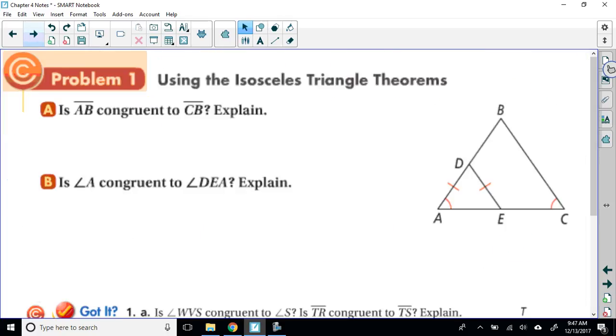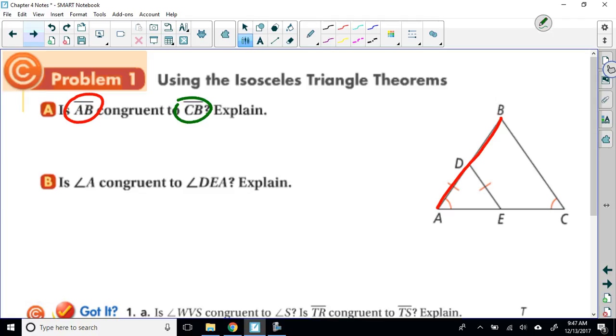Problem number 1. They're asking us, is AB congruent to CB? So we want to know, are those legs, those sides congruent? To answer that question based on what we've just seen, we have to look at these base angles here. Are those base angles congruent? They sure are. So we could say, since angle A is congruent to angle C, yes. And the reason for that is either the ITT or the CITT.